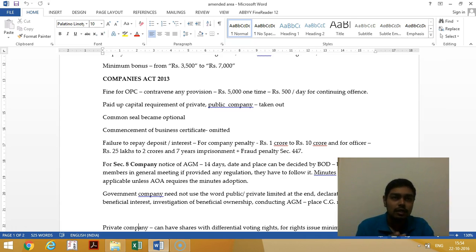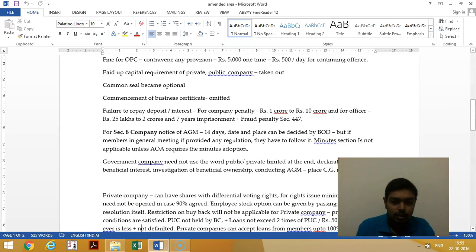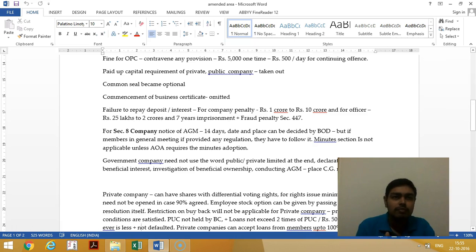Then the common seal, which is required to be affixed on share certificates, dividend certificates, etc., has now become an optional concept. The mandatory common seal has been withdrawn. Then the commencement of business certificate has been withdrawn. It is not required now for the company to have a commencement certificate to operate.